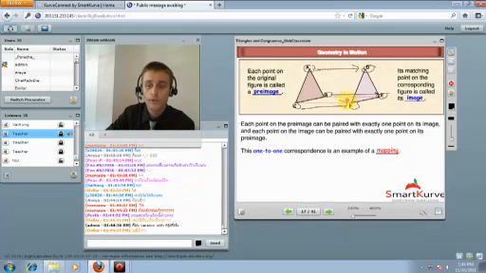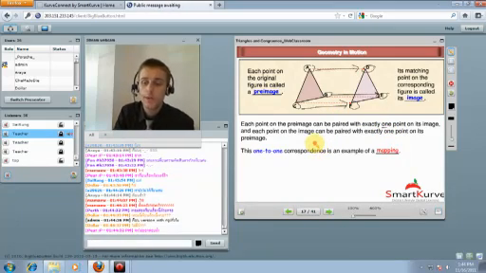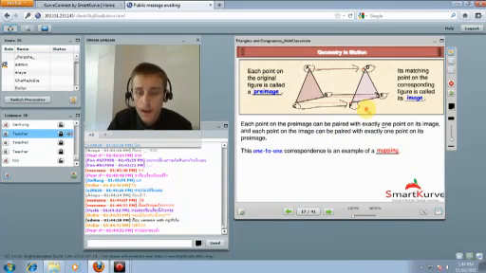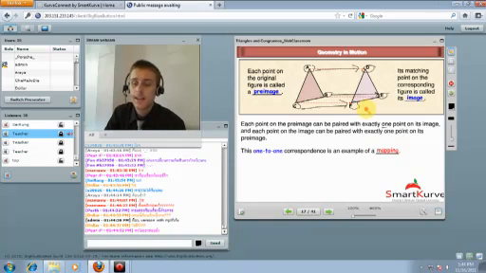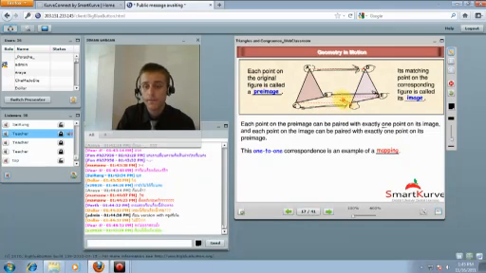Each point on the pre-image can be paired with exactly 1 point on its image. And each point on the image can be paired with exactly 1 point on its pre-image. This one-to-one correspondence is an example of a mapping. So A only corresponds to D, B only corresponds to E, and C only corresponds to F.